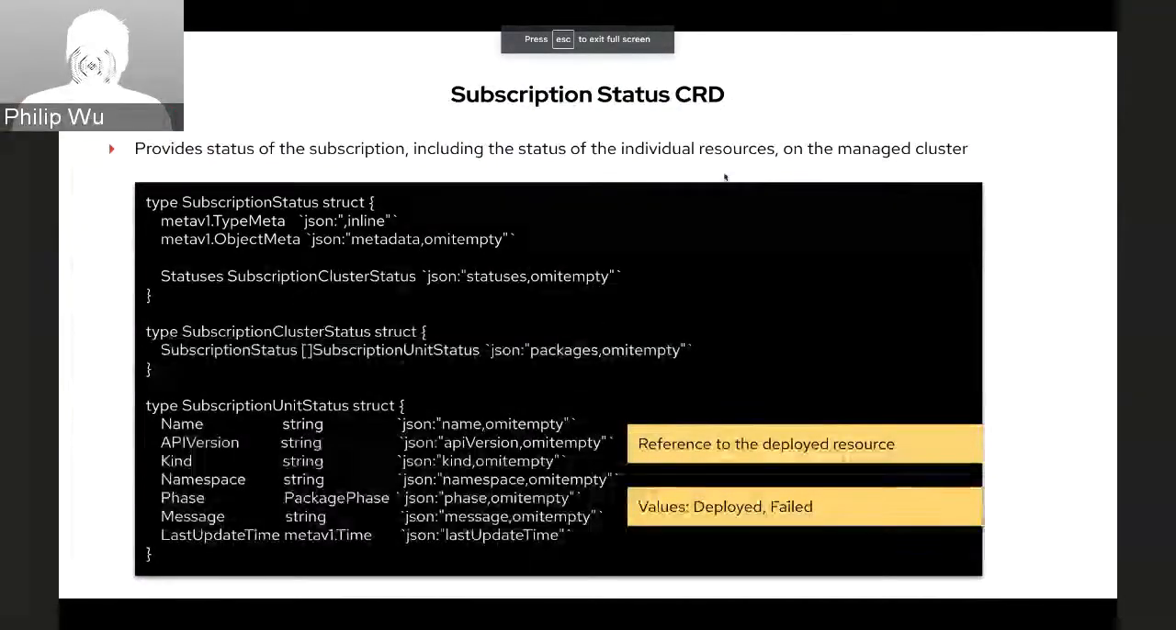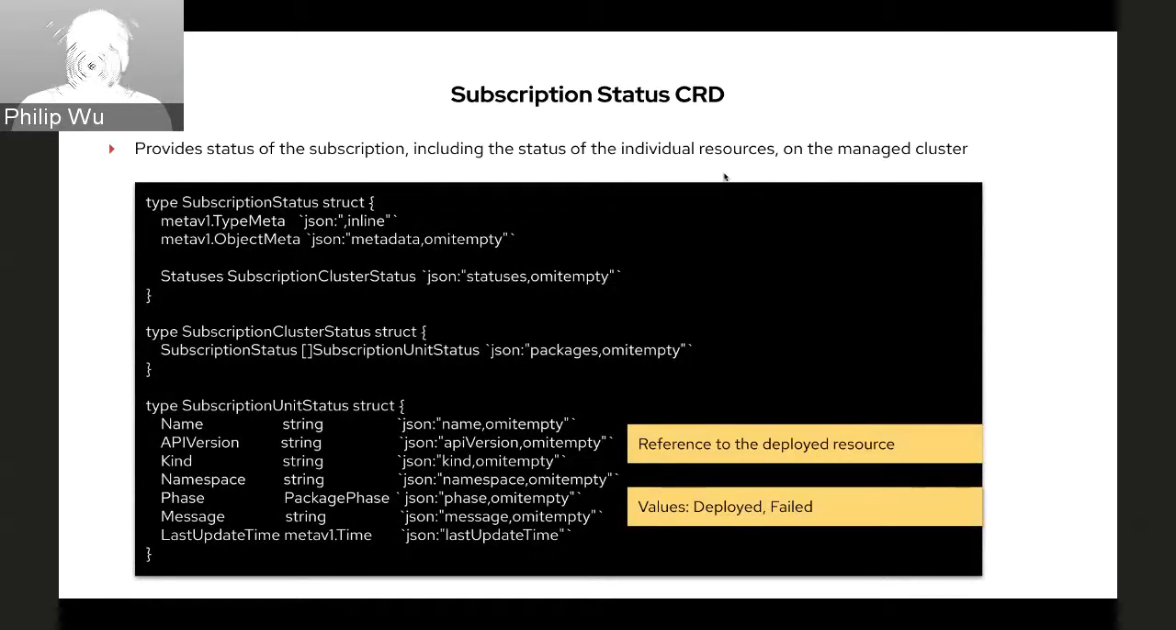Okay, so I'm going to go through the new CRDs. That's the subscription status and the subscription report CRDs. So first, the subscription status CRD. It provides the status of the subscription, including the status of all the resources, and this is on the managed cluster only. Okay, so this is the Golang struct for the subscription status CRD.